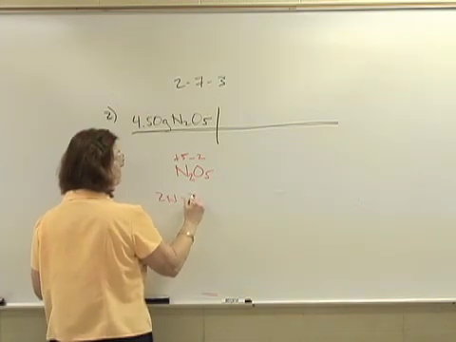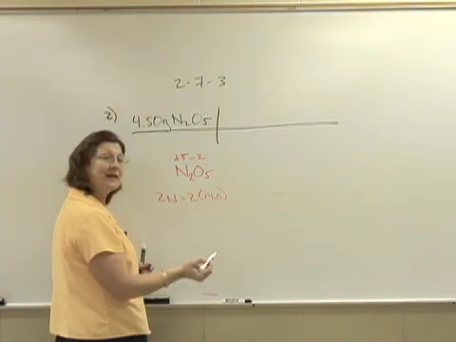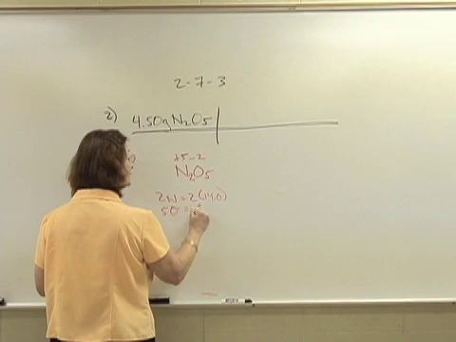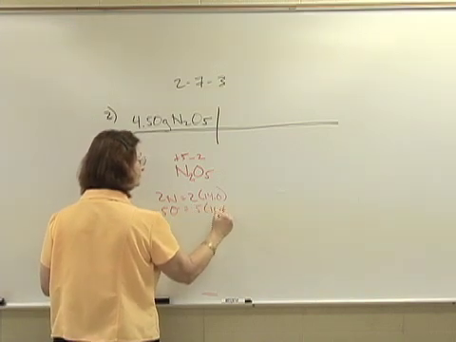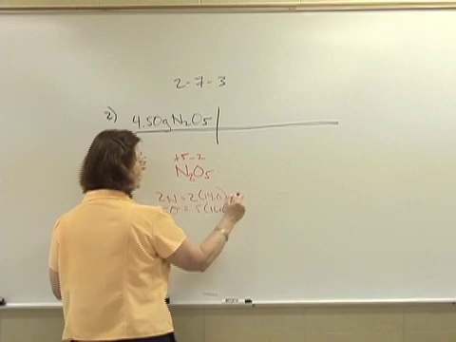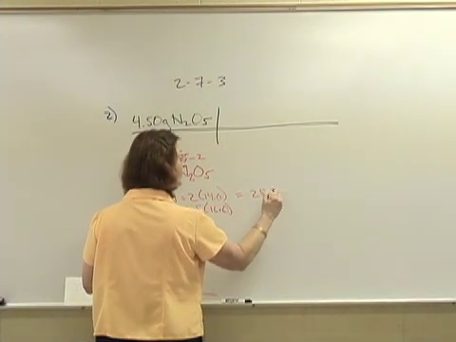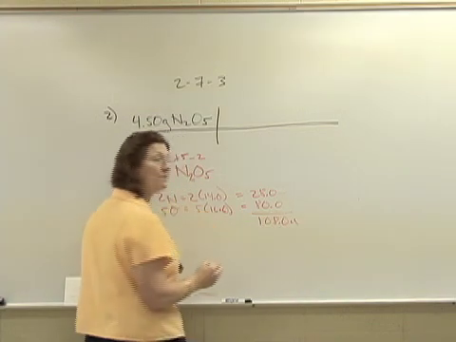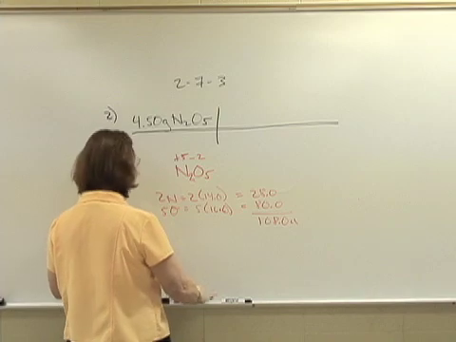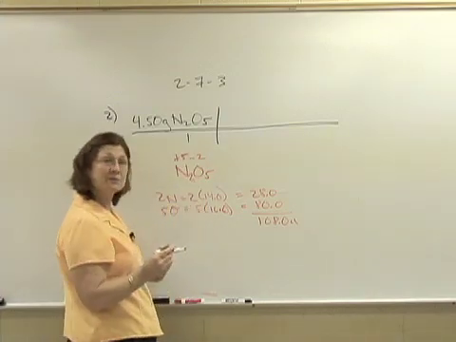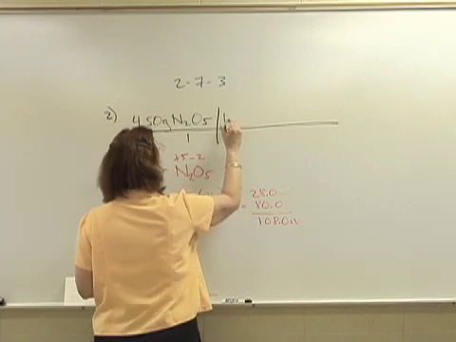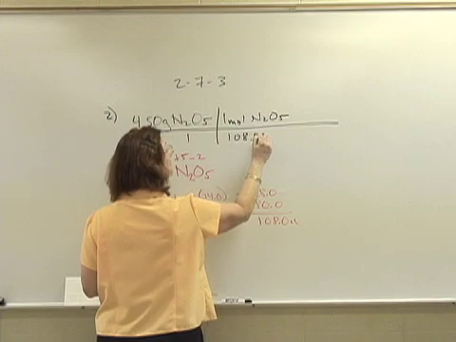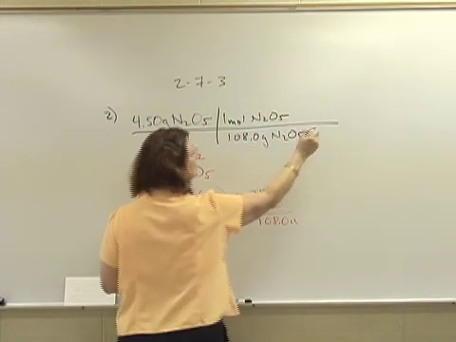2 nitrogens have a mass of 14 AMU each, and 5 oxygens is 5 times 16.0. And I multiply it out again, and I get 28 and 80, which gives me 108 AMU. And that's the number that I need to use here. The number that I start with is always over 1. And then 1 mole of nitrogen 5 oxide has a mass of 108.0 grams of nitrogen 5 oxide.